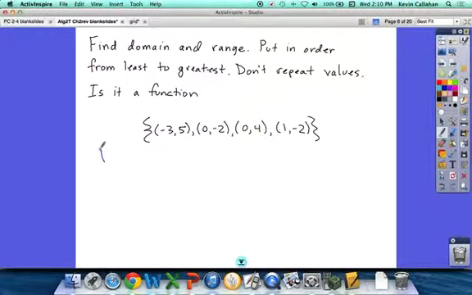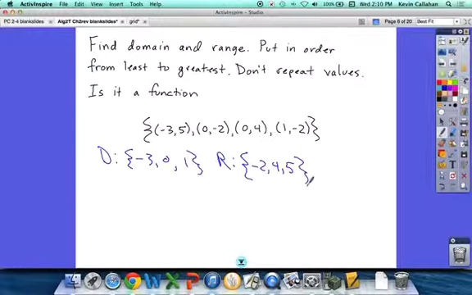The domain is negative 3, 0, 1. What is the range? Negative 2, 4, 5. Okay. Is it a function? And what in there is, 2 x's that repeat, right? So these 2 right here, repeated x values means not a function.